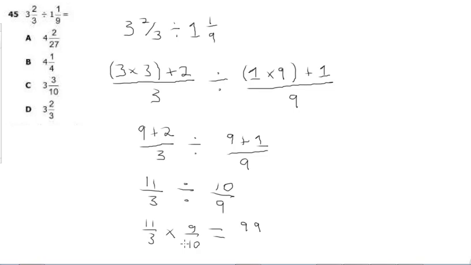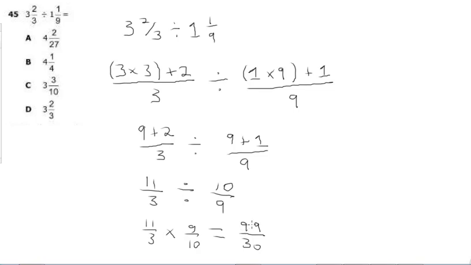Then 3 times 10 gives us 30. Okay? So we've got that, but the answer hasn't been given as an improper fraction. It's been simplified to a mixed fraction.